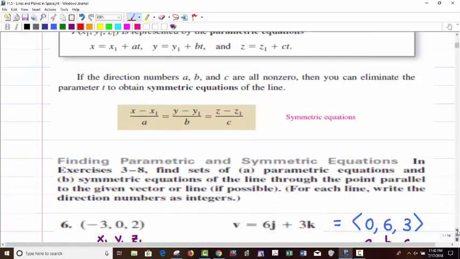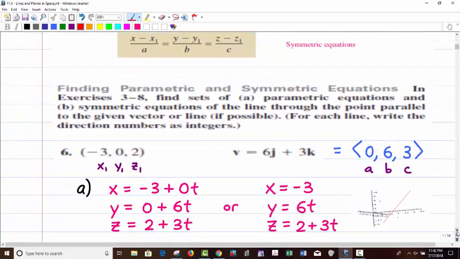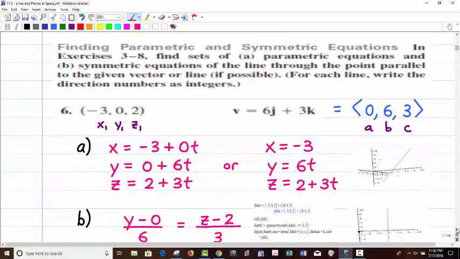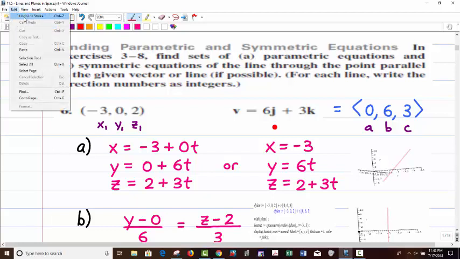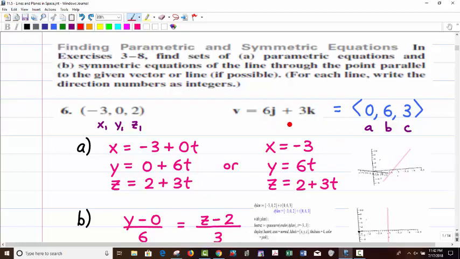All right, let's take a look here. Find sets of parametric equations and symmetric equations of the line through the point parallel to the given vector or line if possible. All right, so here's your given point, -3, 0, 2. Here's your direction vector, 6j plus 3k. Because there's no i component, you can write it in component form as 0, 6, 3.